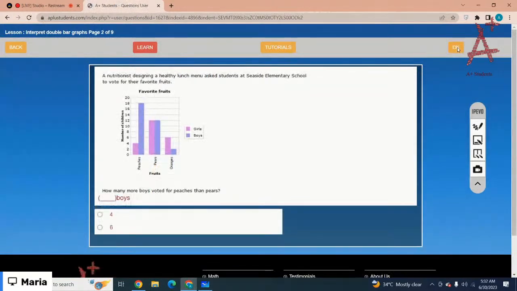Okay, the next one is a nutritionist designing a healthy lunch menu asked students at Seaside Elementary School to vote for their favorite fruits. How many more boys voted for the peach than pears? That's the one I did on the tutorial. That means 6 more boys. Correct option is 6.